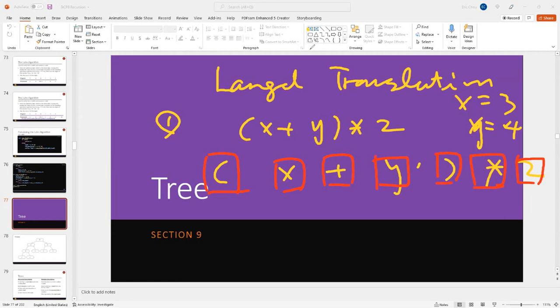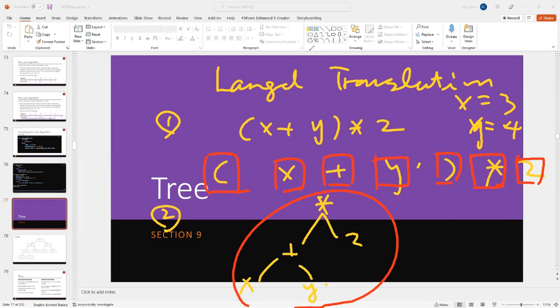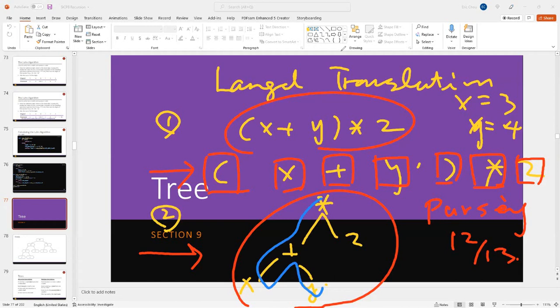After you tokenize it, next you do this: times 2, plus, and then x and y. You build that into a tree. This is so-called parsing, covered in lectures 12 and 13. So your language comes in, you convert it to tokens, then you convert it to a tree, then you apply your recursive function onto it to do evaluation.